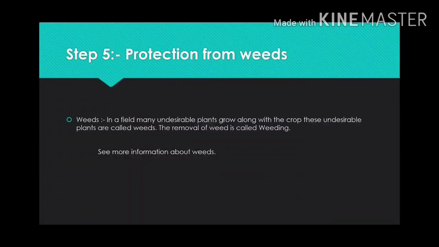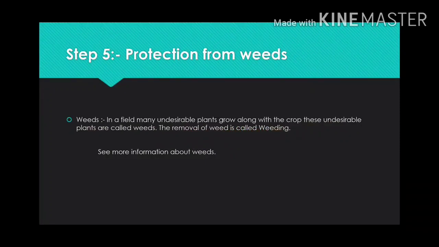Now let's learn about the fifth step, which is protection from weeds. What are weeds? In a field, many undesirable plants grow along with the crop. These undesirable plants are called weeds. The removal of weeds is called weeding.